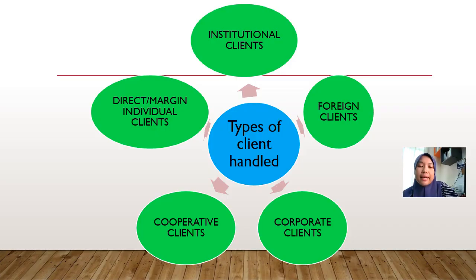So, types of clients handled. These are the types of clients handled by the stockbroking company. We have institutional clients, foreign clients, corporate clients, and lastly, direct or margin individual clients.